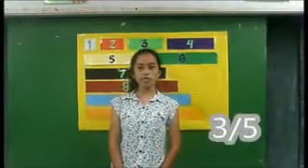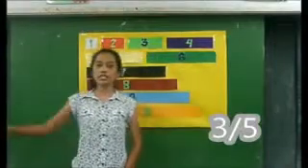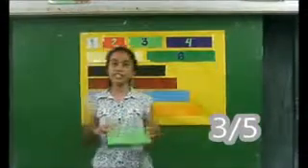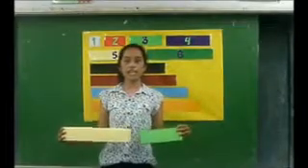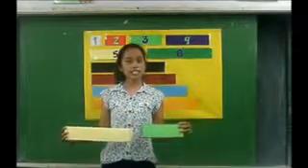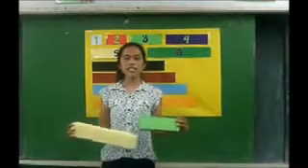Another example is 3/5. The numerator 3 will be represented by the light green rod, while the denominator 5 will be represented by the yellow rod. In this particular example, we will represent the fraction in the vertical position.